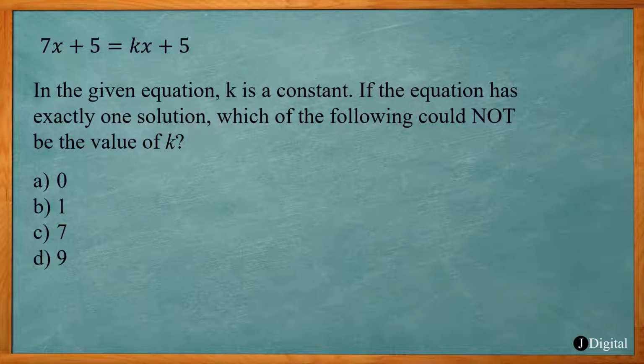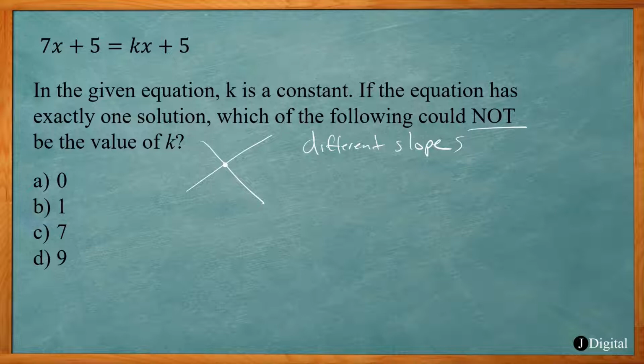Alright, so we said if two lines have one solution, they intersect at one point, they're going to have different slopes. So if they had the same slope and same y-intercept, they'd be exactly the same line, and they'll have infinite number of solutions. So in this case, which one could not be the value of k?